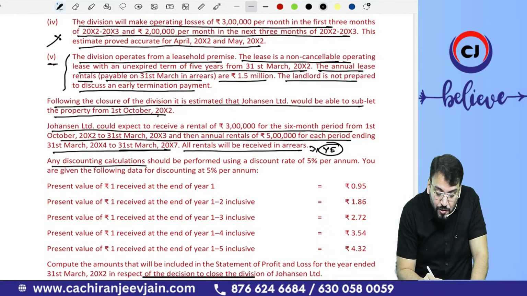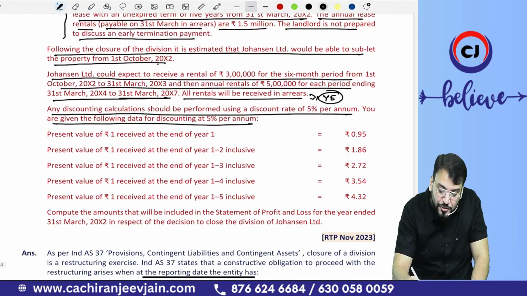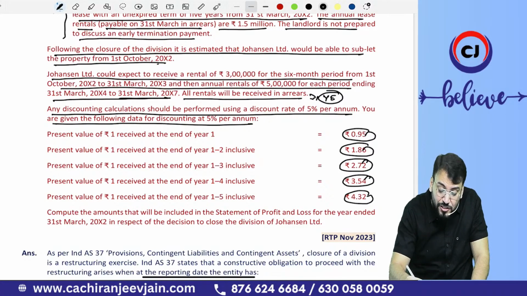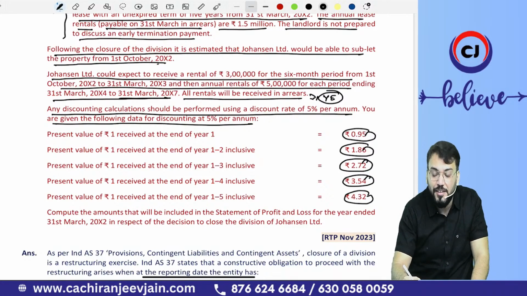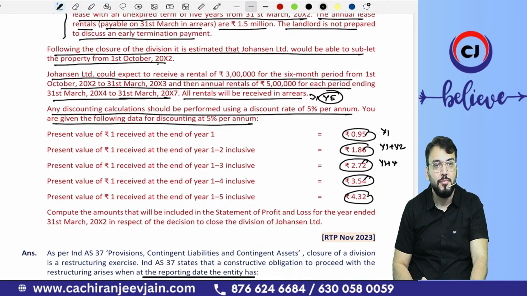Any discounting calculation should be performed using a discount rate of 5% per annum. You are given the following data for discounting at 5% per annum. Present values they have given: 0.95, 1.86, 2.72, 3.54, 4.32. This is the cumulative discounting factor. This is Y1, this is Y1 plus Y2, this is Y1 plus Y2 plus Y3, and so on. Correct?